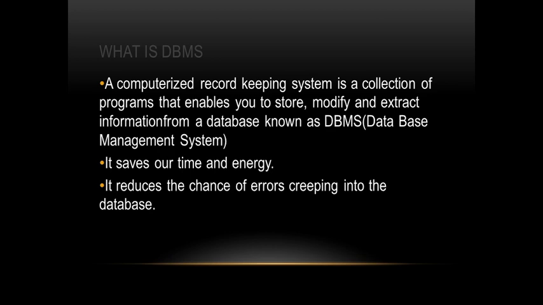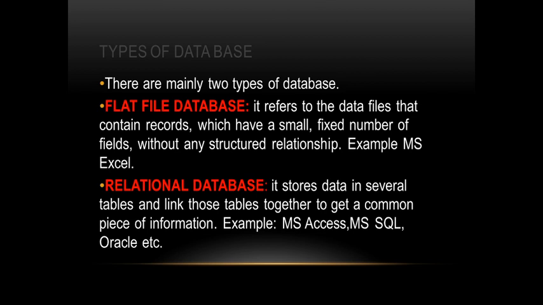Now, let's see the types of database. Children, basically there are two types of database. First, flat file database, and the second one is relational database. Now, what is this flat file database? A flat file database refers to data files that contain records which have a small fixed number of fields without any structured relationship. For example, MS Excel, which you have already done in class 7th.